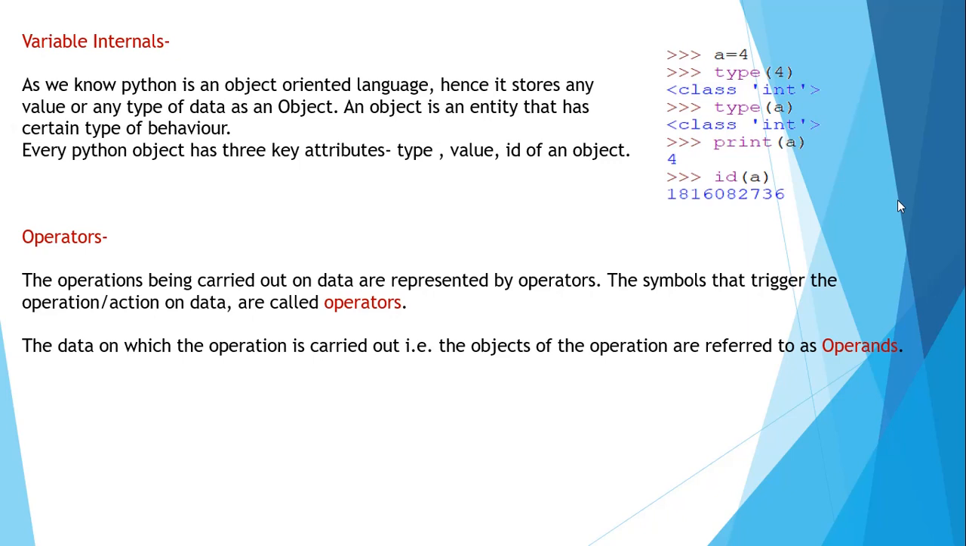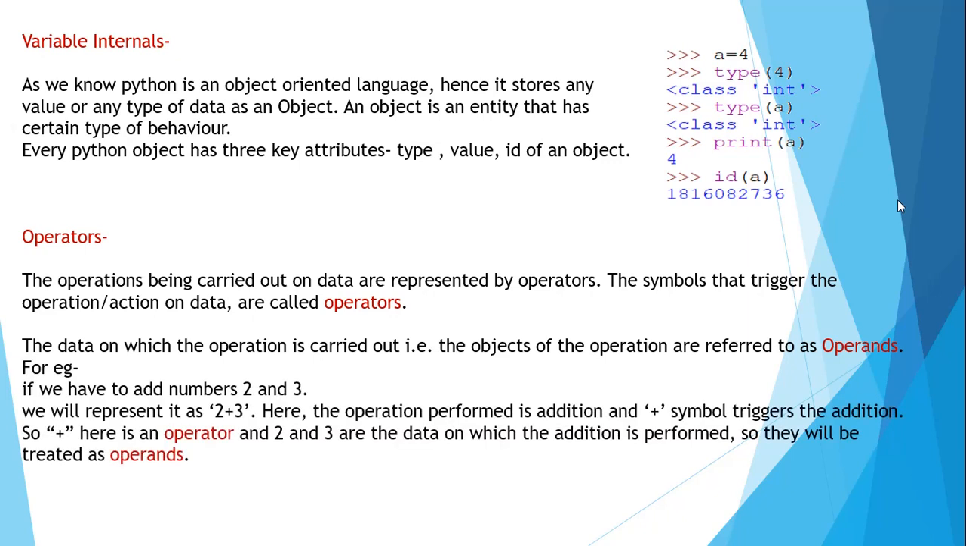Okay, and the data on which the operation is carried out, meaning any set of data you have on which you are performing some operations, and the objects of the operations are referred to as operands. Now if it is confusing you, let's have an example and try to understand this. For example, if we have to add two numbers, let's take 2 and 3. If we want to add these two numbers, we will represent this as 2 plus 3. So what this plus symbolizes here is that the operation performed is addition.